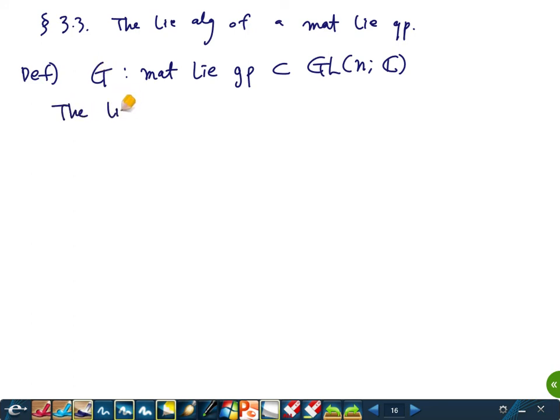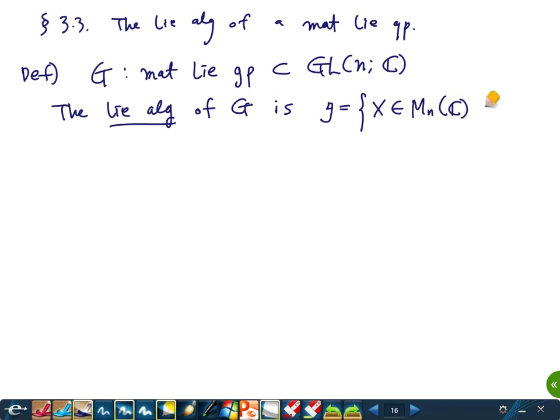So the Lie algebra of G, denoted like little g, is the set of all matrices X such that e to the tX is in G for all t real. This means whenever we have a matrix Lie group, we can make a corresponding Lie algebra.